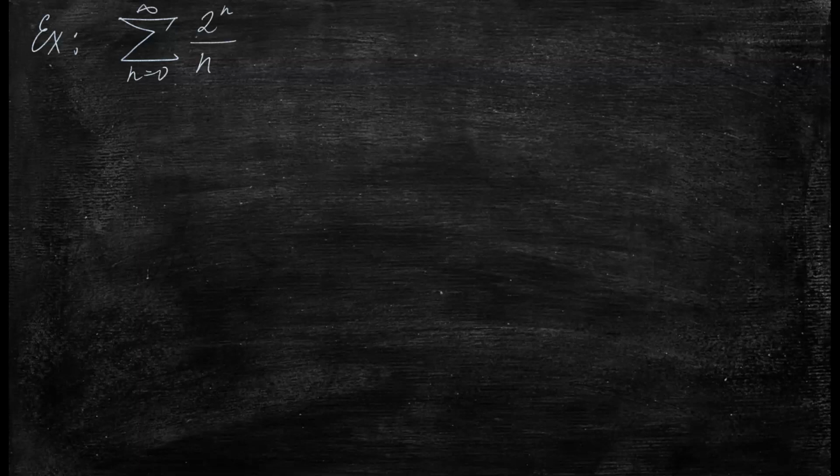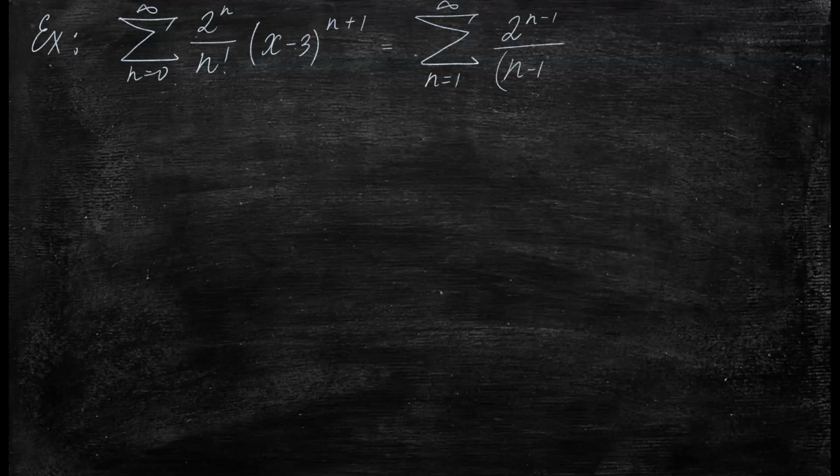Here's our original series. It is centered at x minus 3. And the first thing I want to do here is I actually want to reindex it to make it so that the power of the general term is n, not n plus 1. So I'm going to subtract 1 from every appearance of n and add it to the sigma notation, but these two series are exactly the same.